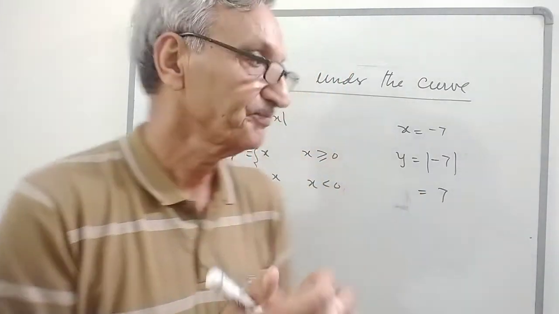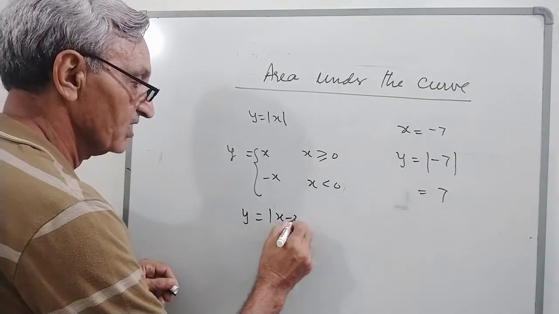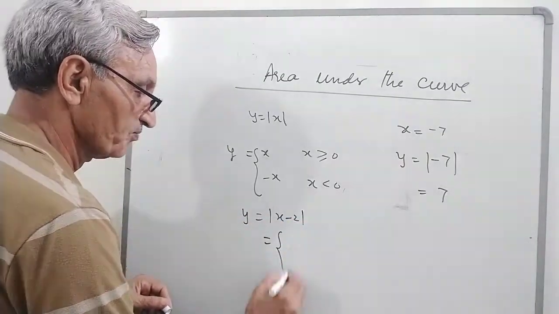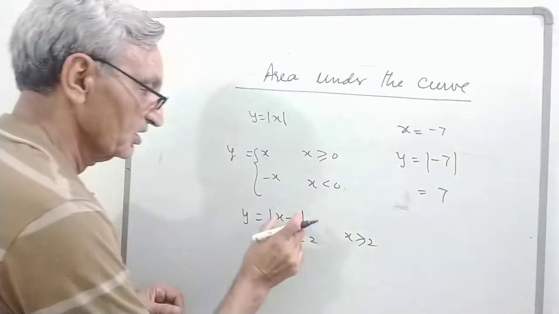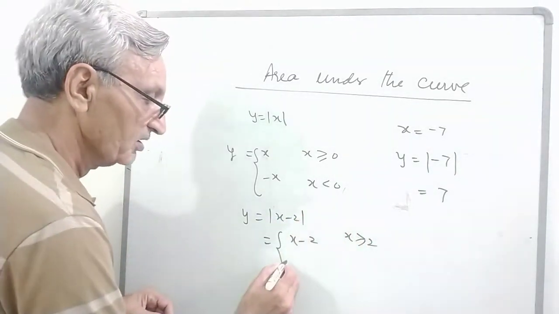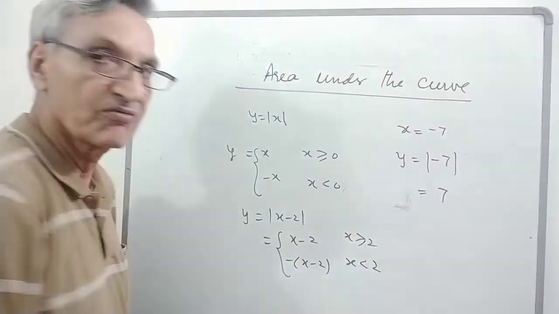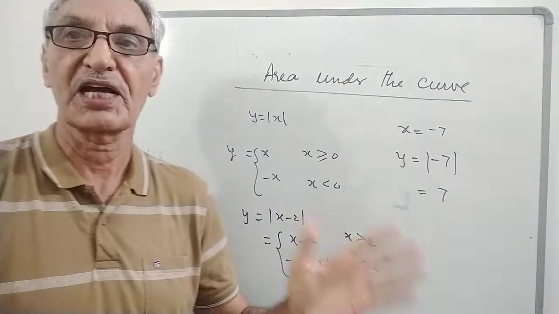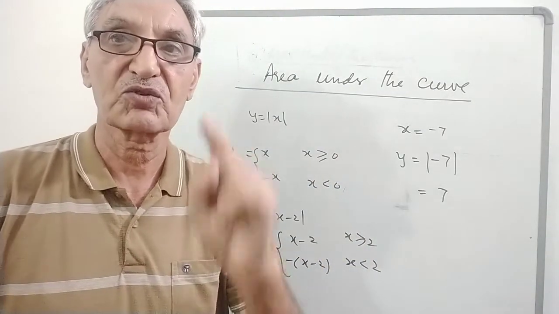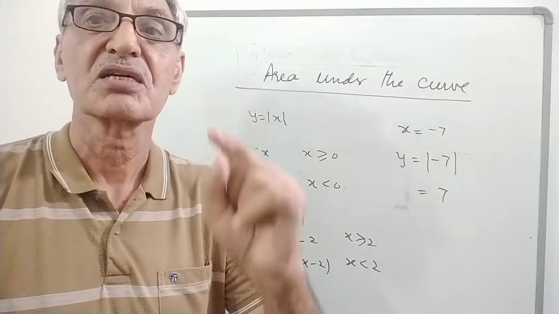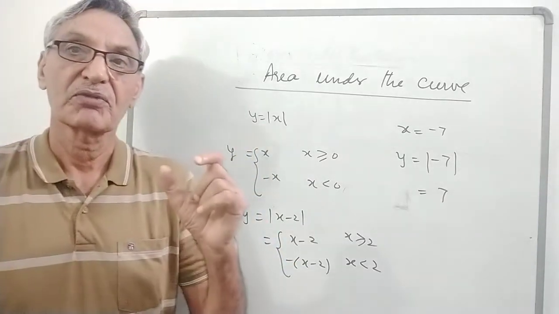So remember, suppose you got y is equal to modulus of x minus 2. This means x minus 2 itself, when x is greater than or equal to 2, positive. Or this will act as a minus when x is less than 2. When the inside is minus, then it will be that way. Hopefully you understand.